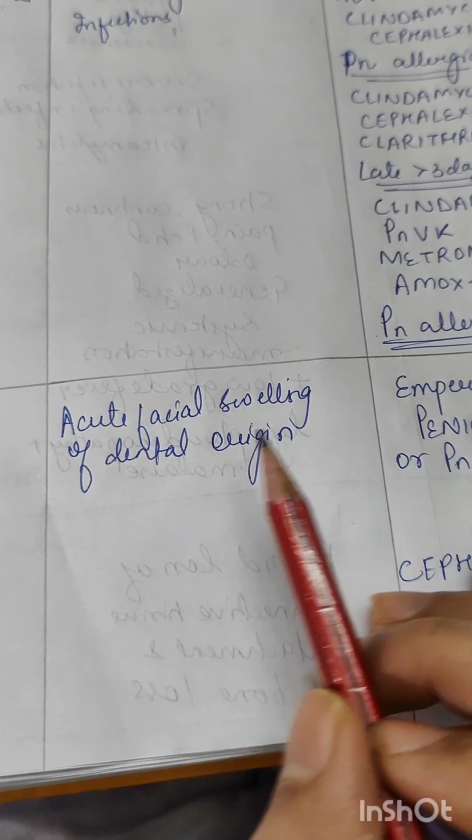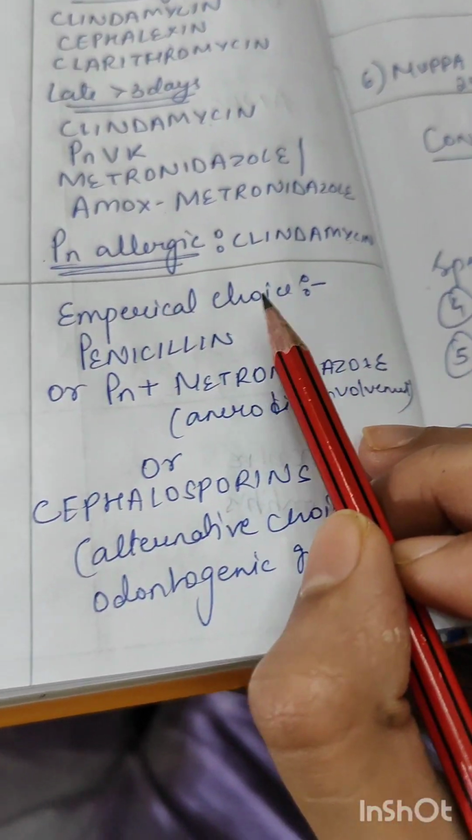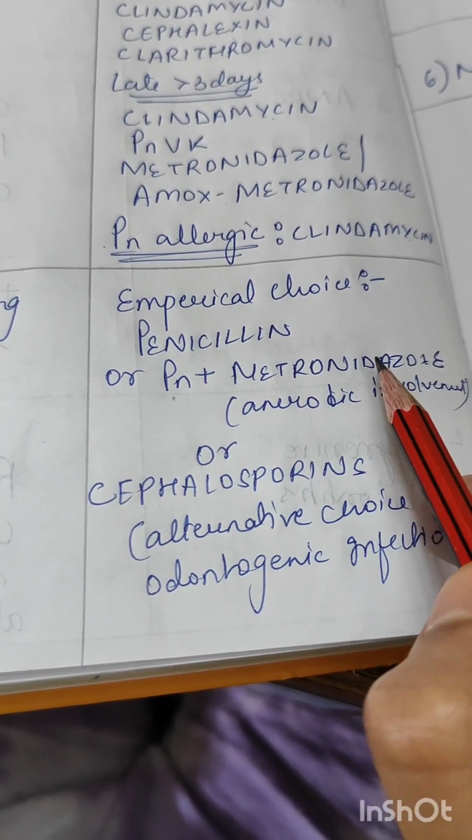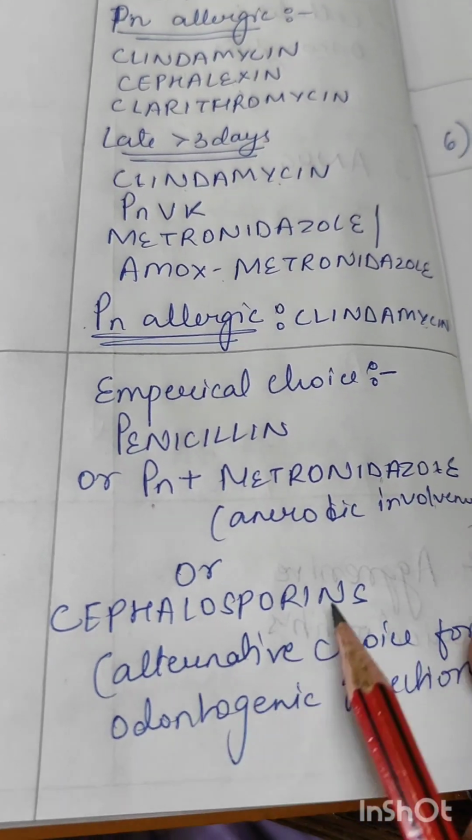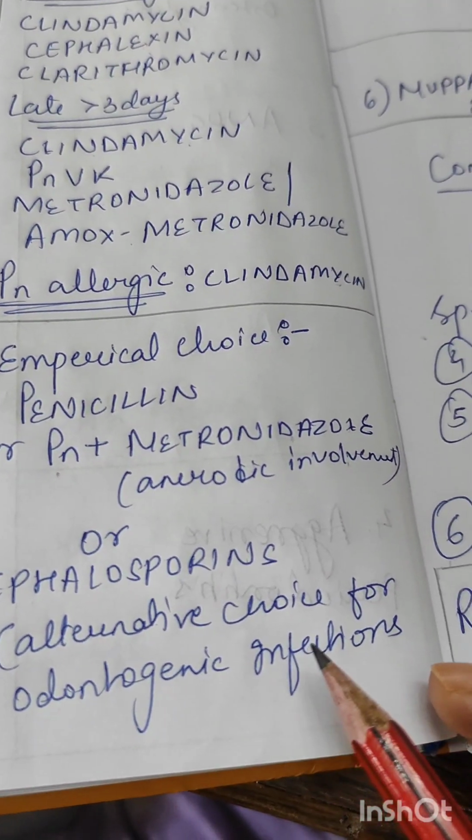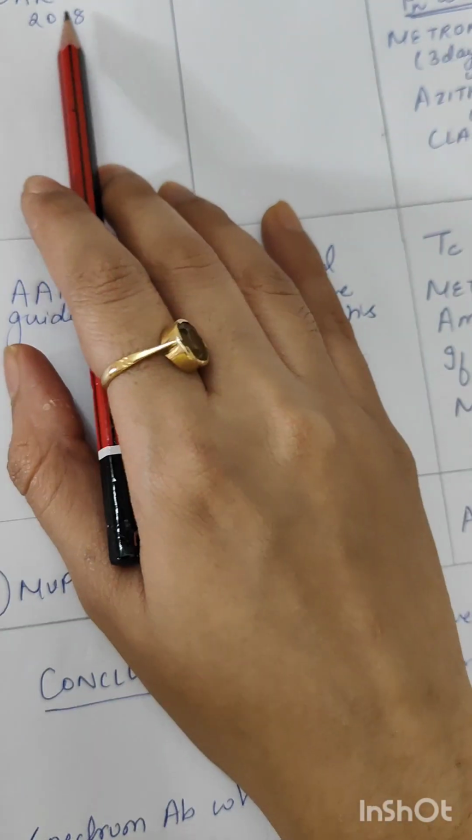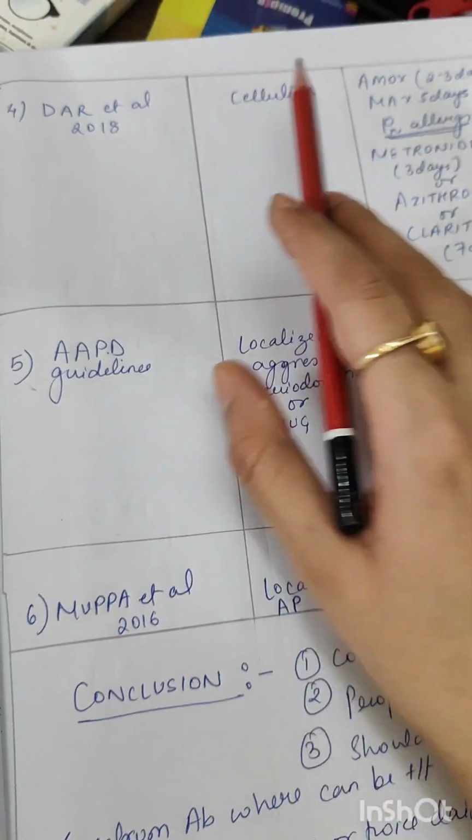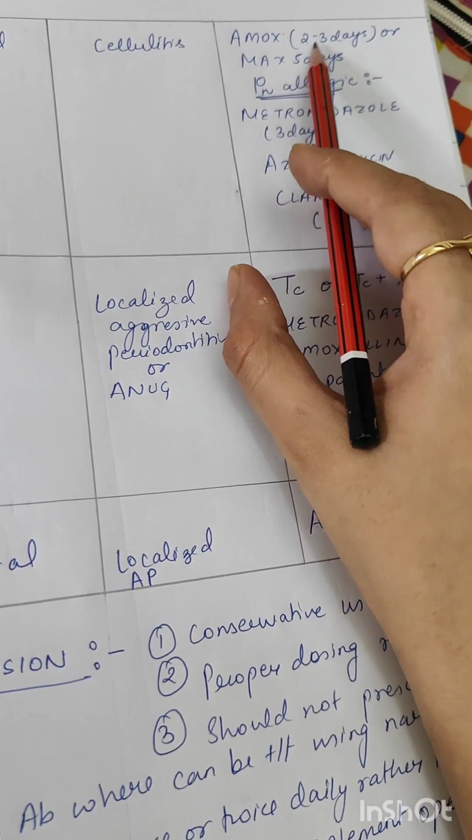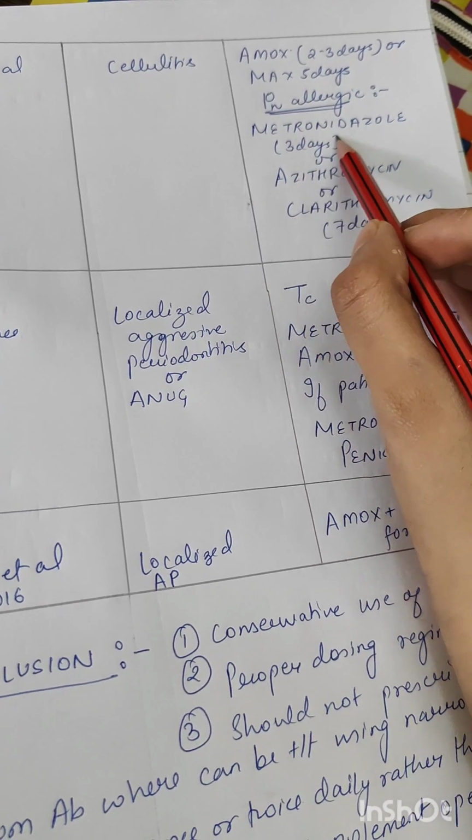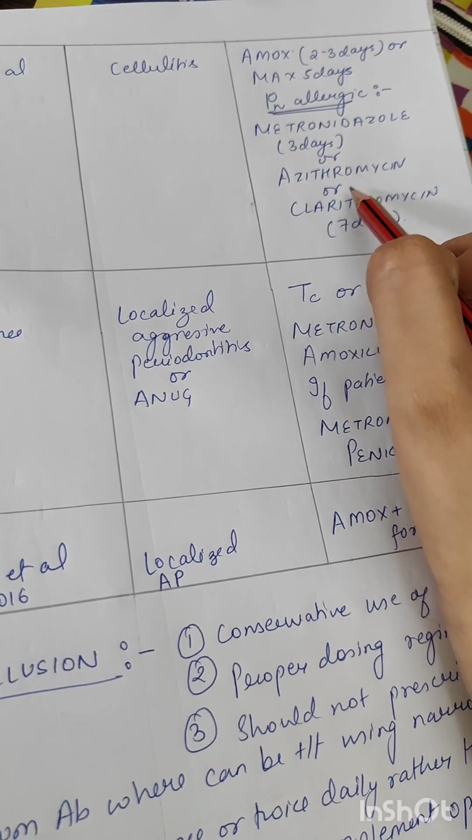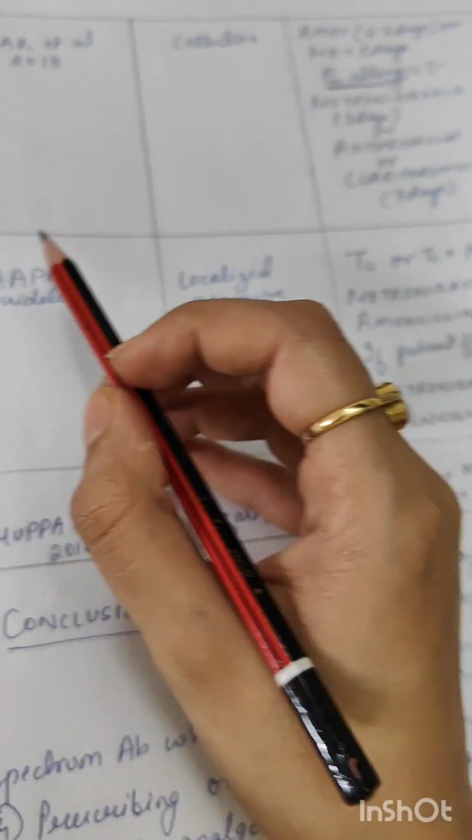Now coming on to the AAPD guidelines, acute facial swelling of dental origin, the empirical choice is penicillin, or penicillin plus metronidazole if anaerobic conditions are involved, or we can give cephalosporins as an alternative choice for odontogenic infections. Then Dar et al. in the year 2018, for cellulitis, amoxicillin for 2 to 3 days or maximum 5 days, and for penicillin allergic patients, metronidazole for 3 days or azithromycin or clarithromycin for 7 days.